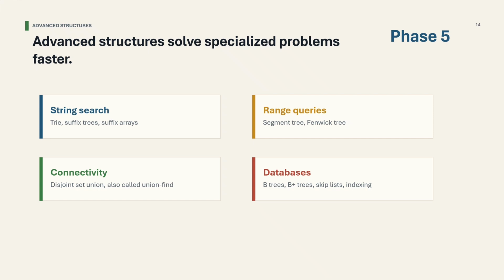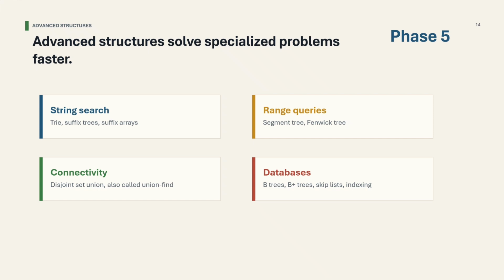After that, you can explore complex data structures like 2-3 trees, B trees, B plus trees, skip lists, and so on. B trees and B plus trees are especially important in databases and file systems. They help store and search large amounts of data efficiently. Skip lists are probabilistic data structures that allow fast search, insertion, and deletion.